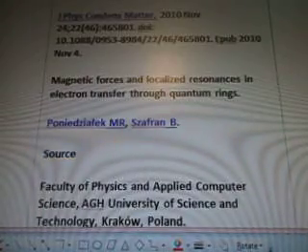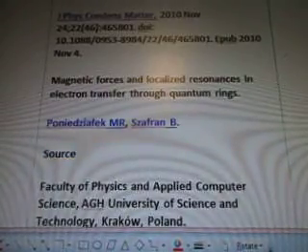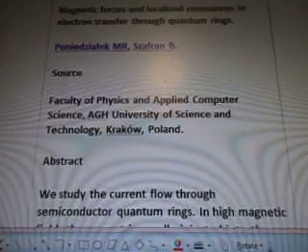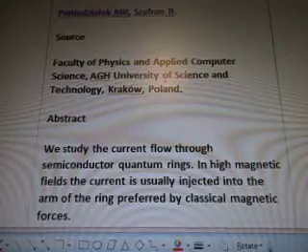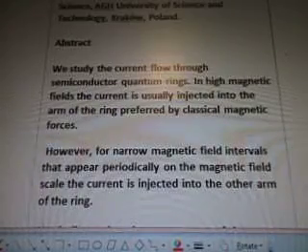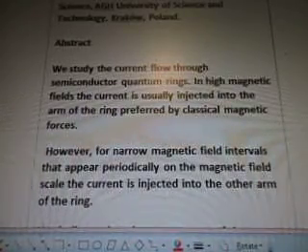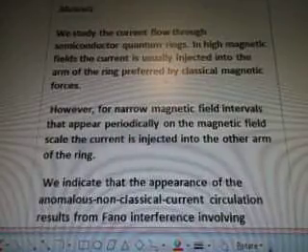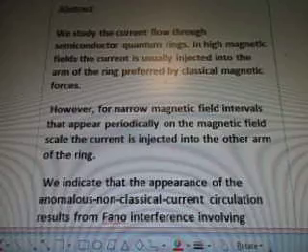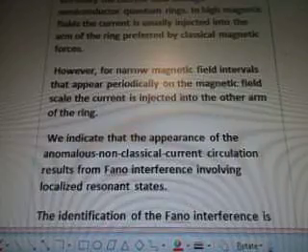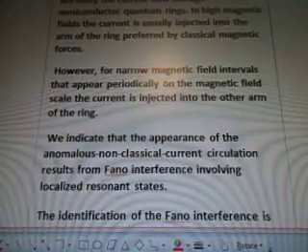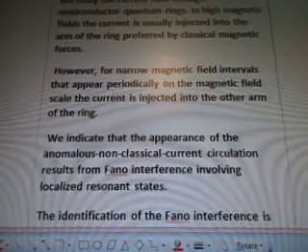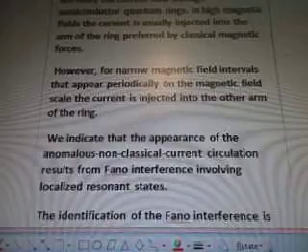magnetic forces and localized resonances in electron transfer through quantum rings. Okay, there's the name of our scientists. They are from Poland. Abstract. We study the current flow through semiconductor quantum rings. In high magnetic fields, the current is usually injected into the arm of the ring preferred by classical magnetic forces. However, for narrow magnetic field intervals that appear periodically on the magnetic field scale, the current is injected into the other arm of the ring.